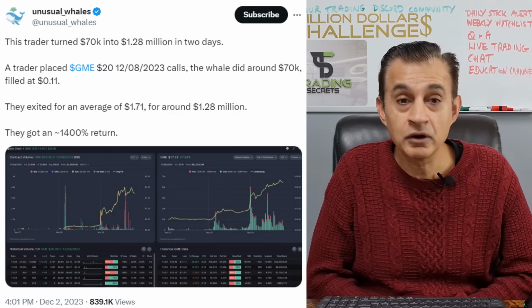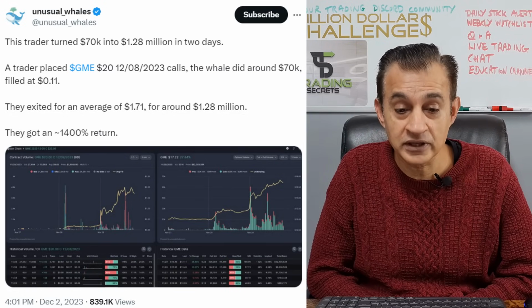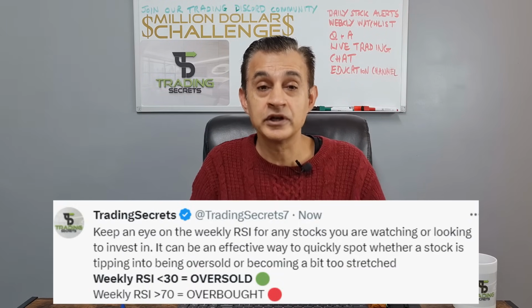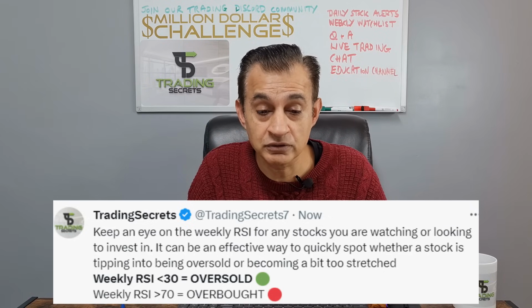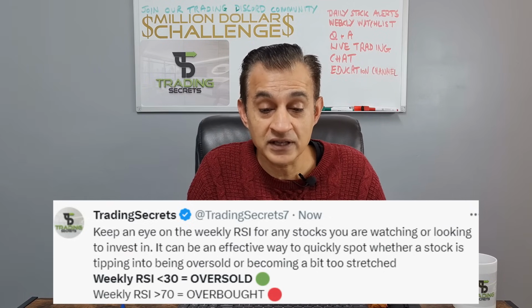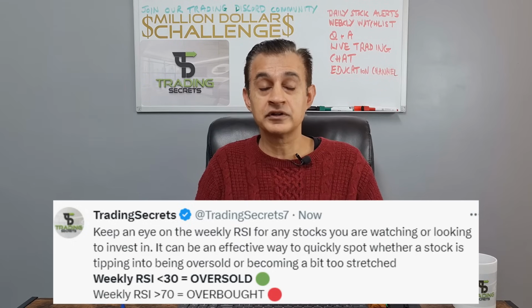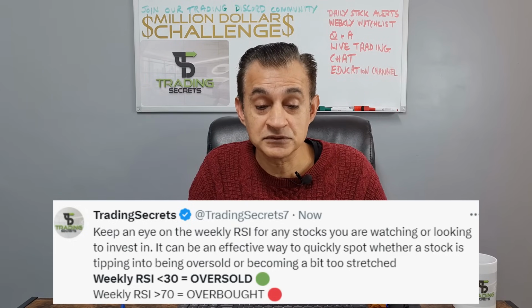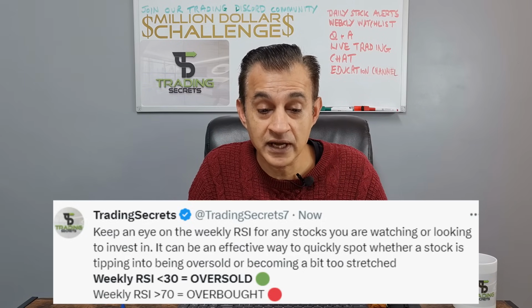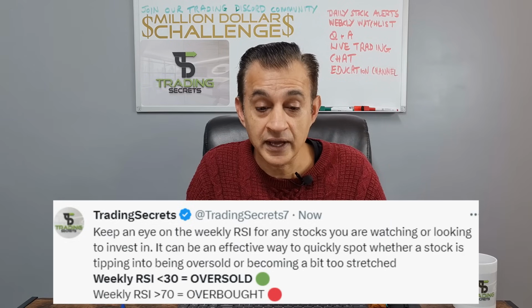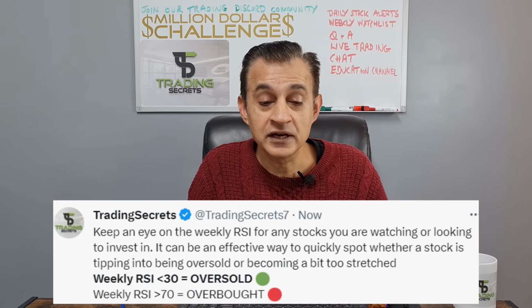And finally, a quick trading tip for anybody looking to invest. What I've stated in one of my tweets earlier is that when you are looking to invest, keep an eye on the weekly RSI for any stocks you are watching or looking to invest in. It can be an effective way to quickly spot whether the stock is tipped to be oversold or becoming a little bit too stretched. So a weekly RSI less than 30 could indicate oversold, and a weekly RSI greater than 70 could indicate overbought. Let's now move on to have a look at the questions.